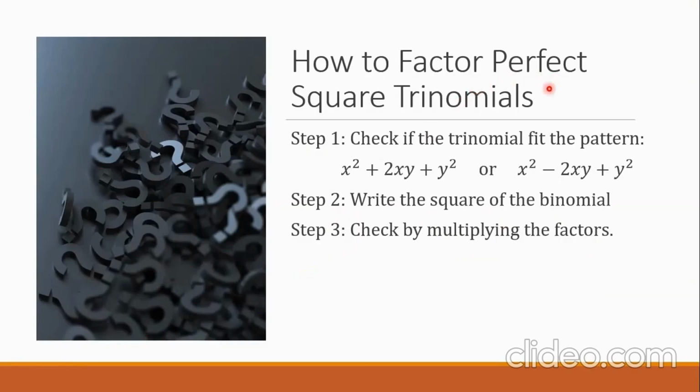How to factor perfect square trinomials? We are going to follow these 3 steps. Step 1, check if the trinomial fits the pattern of the perfect square trinomials, either this form x squared plus 2xy plus y squared, or this form x squared minus 2xy plus y squared. In step 2, write the square of the binomial. And step 3, check by multiplying the factors.